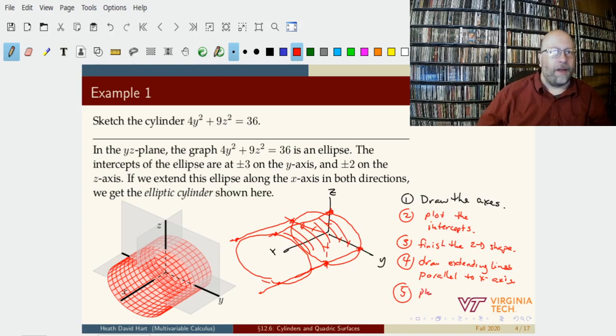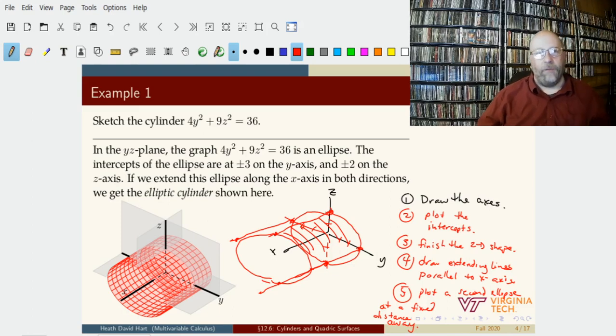If I want to be fancy at this point, I can start shading around the side of the cylinder. So plot a second ellipse at a fixed distance away. I'm kind of squeezing all of this in. But at that point, you can start to see how this drawing is an approximation of the fully accurate machine-generated drawing.